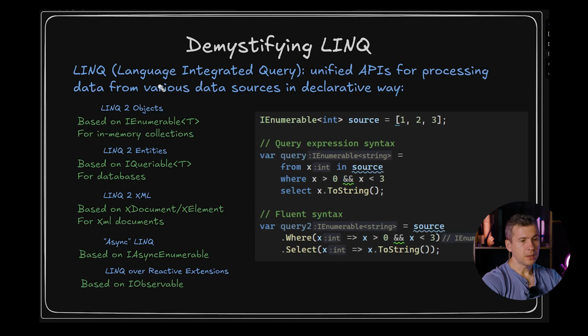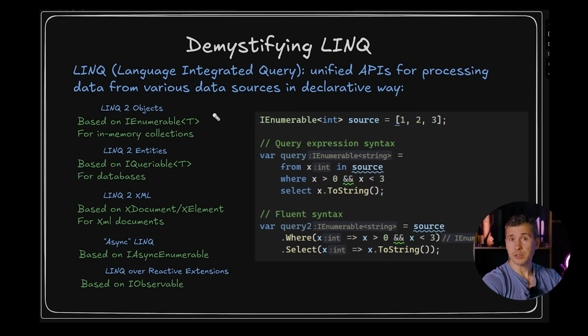Today I want to cover LINQ, something that almost every .NET developer uses, but not everyone understands. And in order to understand LINQ, I want to cover IEnumerable, a foundational building block. And understanding IEnumerable is super important to understand why LINQ behaves the way it behaves. Okay, what is LINQ? LINQ is a unified API for processing data from various data sources in a declarative way.